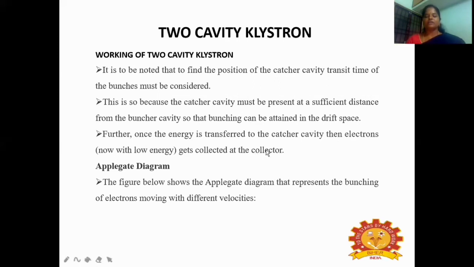Once the energy is transferred to the catcher cavity, electrons with lower energy get collected in the collector. Next to the catcher cavity is the collector. This is described by the Applegate diagram. The Applegate diagram represents the bunching of electrons which are moving with different velocities.